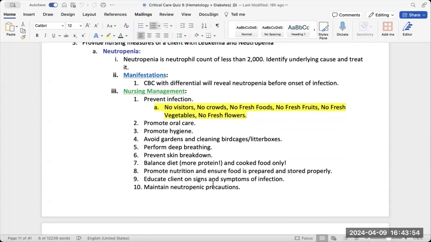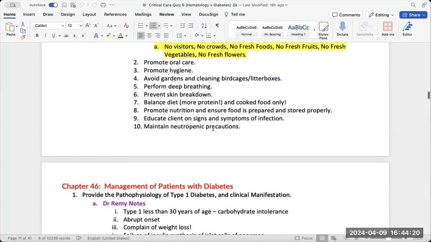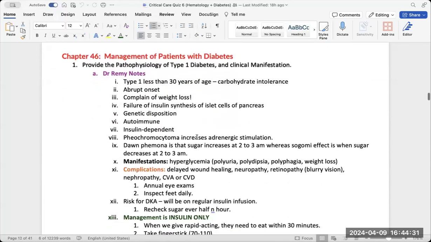Other things include making sure they have good hygiene, good oral care, and that they don't go near gardens, bird cages, and litter boxes. There's something in litter boxes like toxoplasmosis, and they can basically get infections from litter boxes. And no gardens because they could be very dirty. And any food needs to be cooked properly. We can't be giving them raw food because that could have a bunch of bacteria on it that they should not be exposed to.